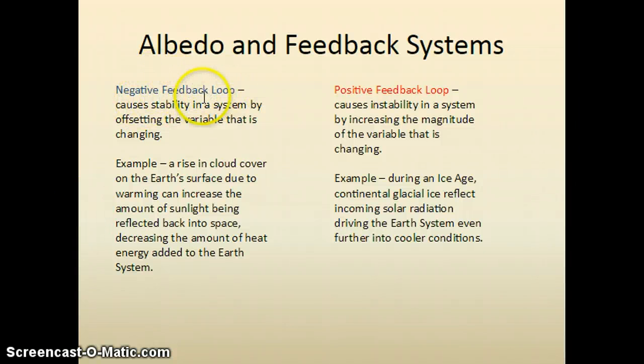A negative feedback is what causes stability in a system by offsetting the variables that are changing. Example: a rise in cloud cover on the Earth's surface due to warming can increase the amount of sunlight being reflected back into space, therefore decreasing the amount of heat energy added to the Earth's system. A positive feedback loop causes instability by increasing the magnitude of the variable that's changing. So during an ice age, continental glaciers reflect more sunlight, therefore even further cooling those conditions.